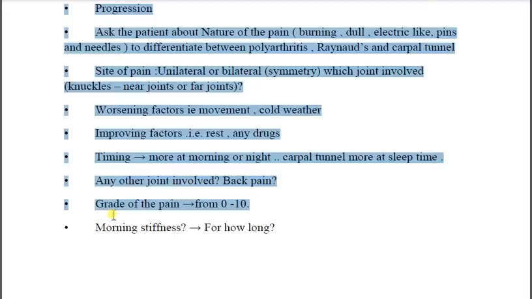If we grade the pain from 0 to 10, 0 is the minimum and 10 is the maximum, how much do you give this pain? Is it associated with any morning stiffness in your hands? And if yes, for how long is this morning stiffness? And does it improve with movement?